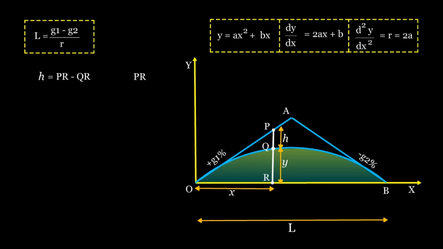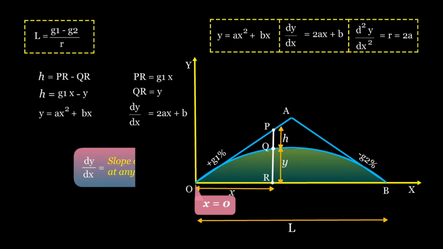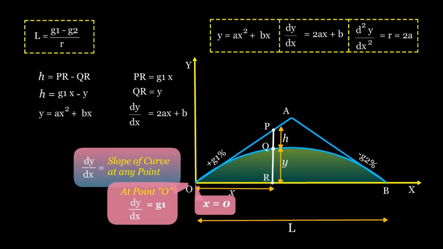Using the parabolic equation, PR equals G1x and QR equals y. Substituting these values, h equals G1x minus y. Now we will find the value of y by substituting the parabola equation again. y equals ax squared plus bx and dy by dx equals 2ax plus b. At point O, the value of x equals 0. So the slope at point O is g1. That is, dy by dx equals g1.